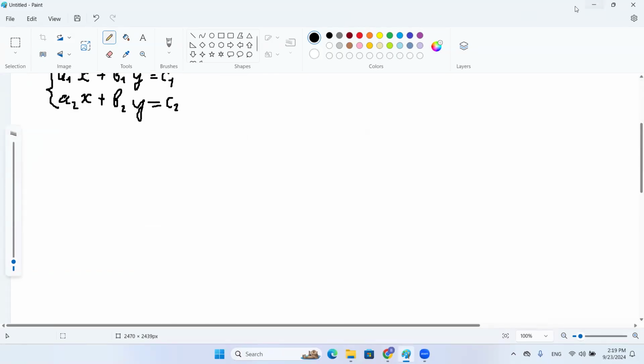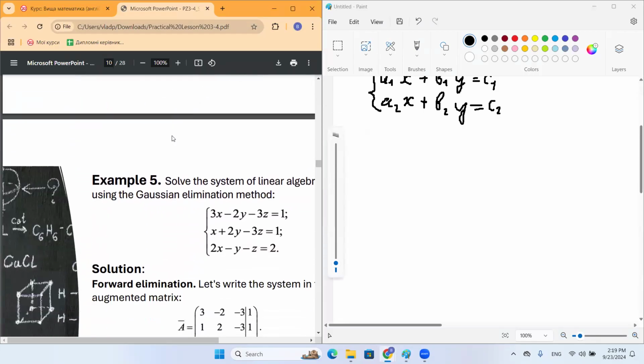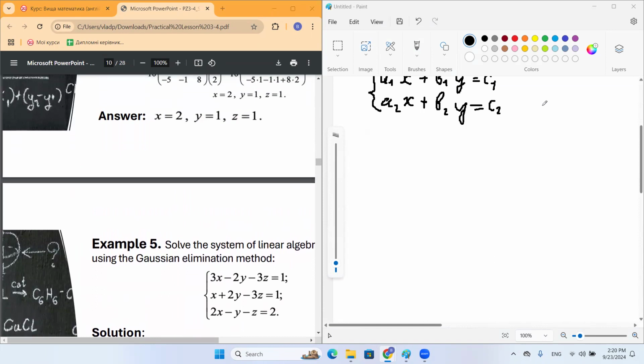So any questions for now or not? No. Okay, so now let's start solving this example.